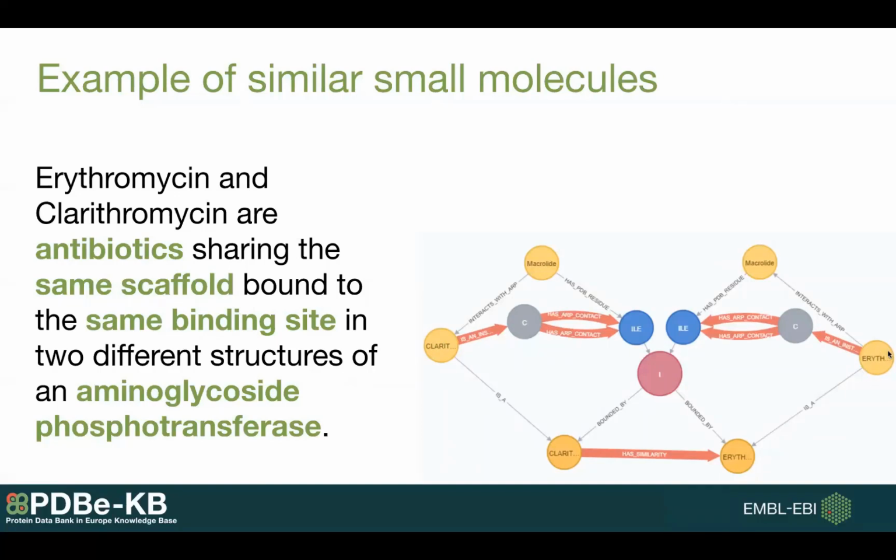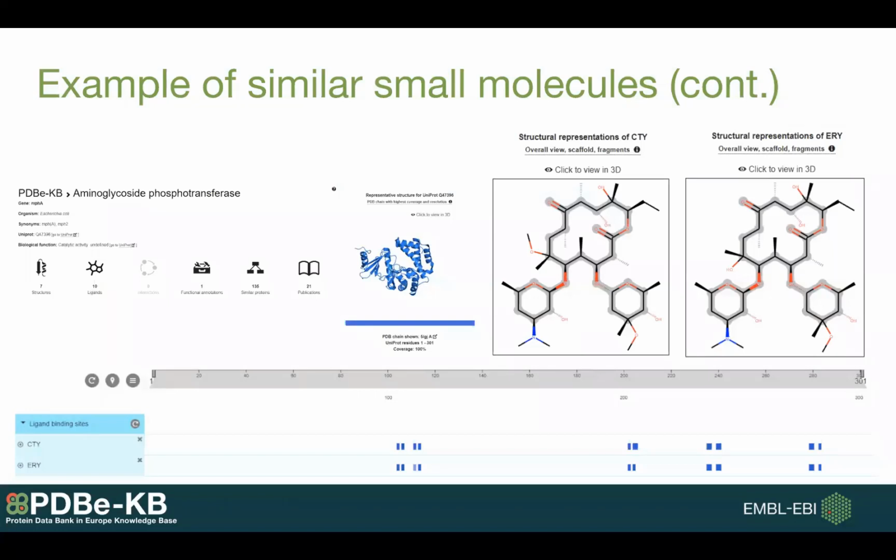And if you look at those small molecules, you can see that they are similar, which is based on several criteria. One of them that you can filter for is that they have the same scaffold. So this is already visible if you just look at the graph database. But if you actually look at the examples, you can see that indeed, these 2 antibiotics have the same scaffold.